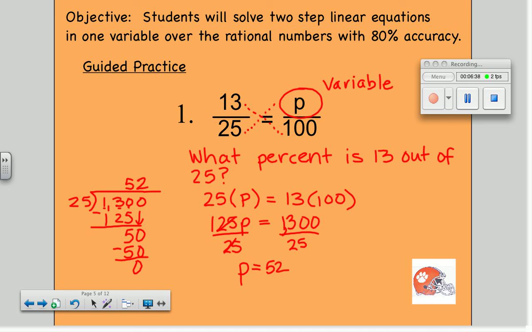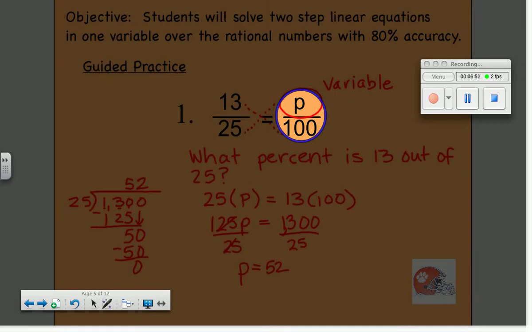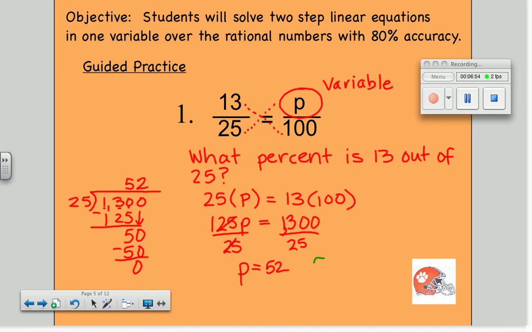So now let's substitute our P back into the original fraction. Since P is 52, we have 52 over 100. 52 out of 100 is 52%.